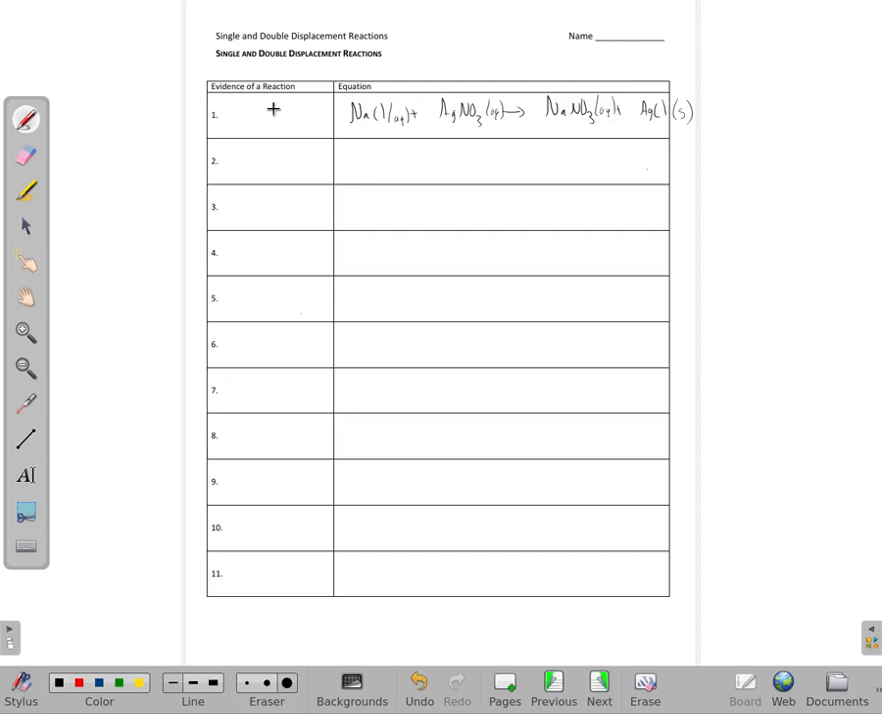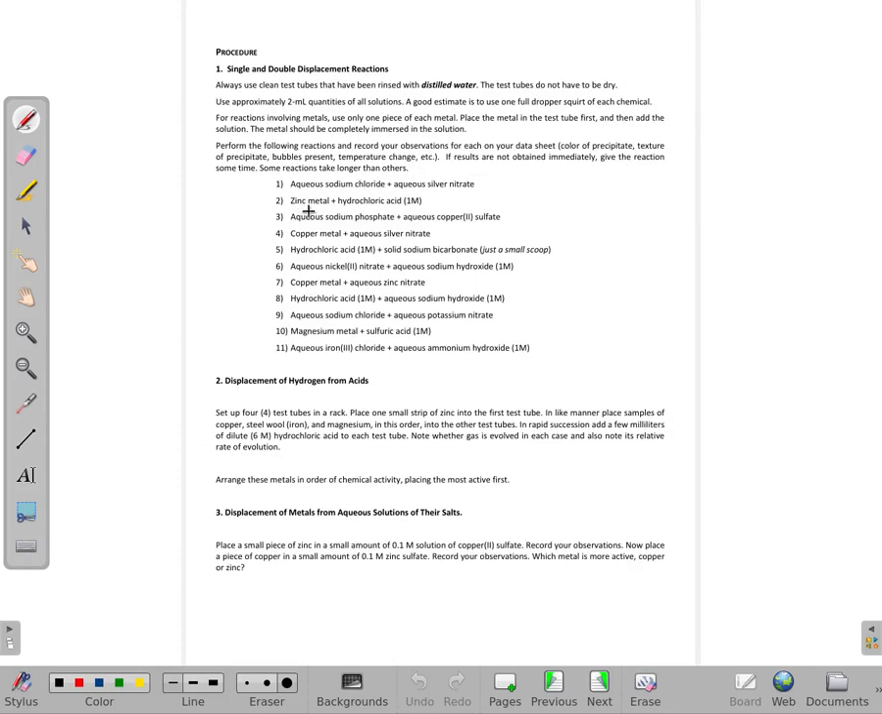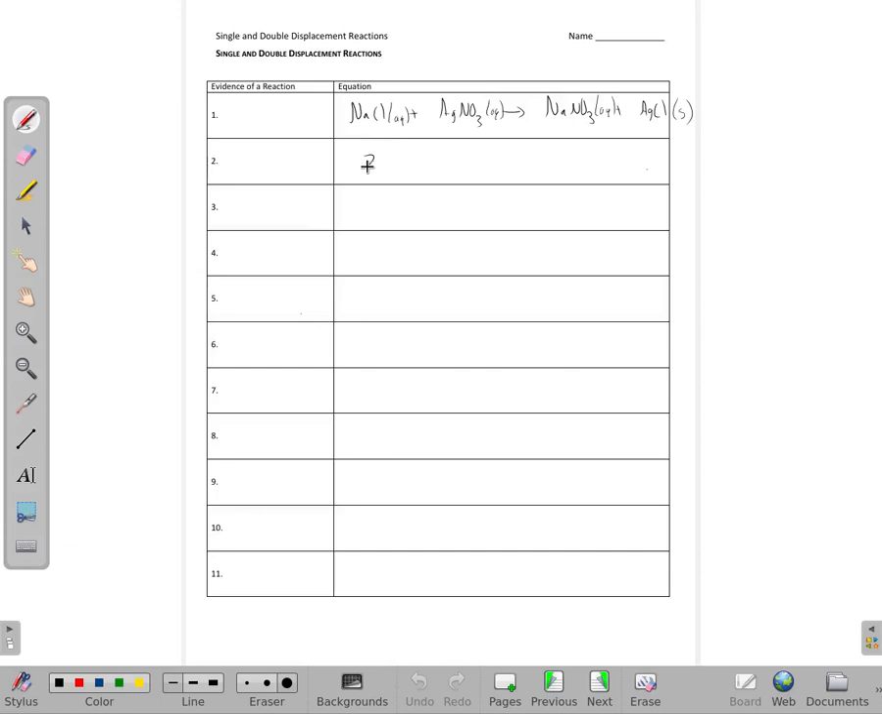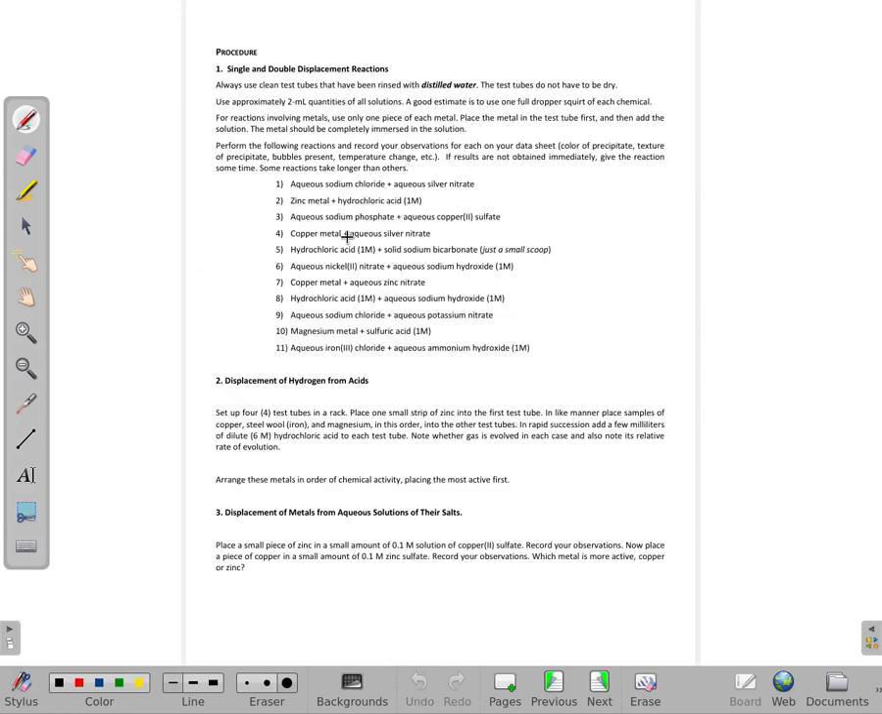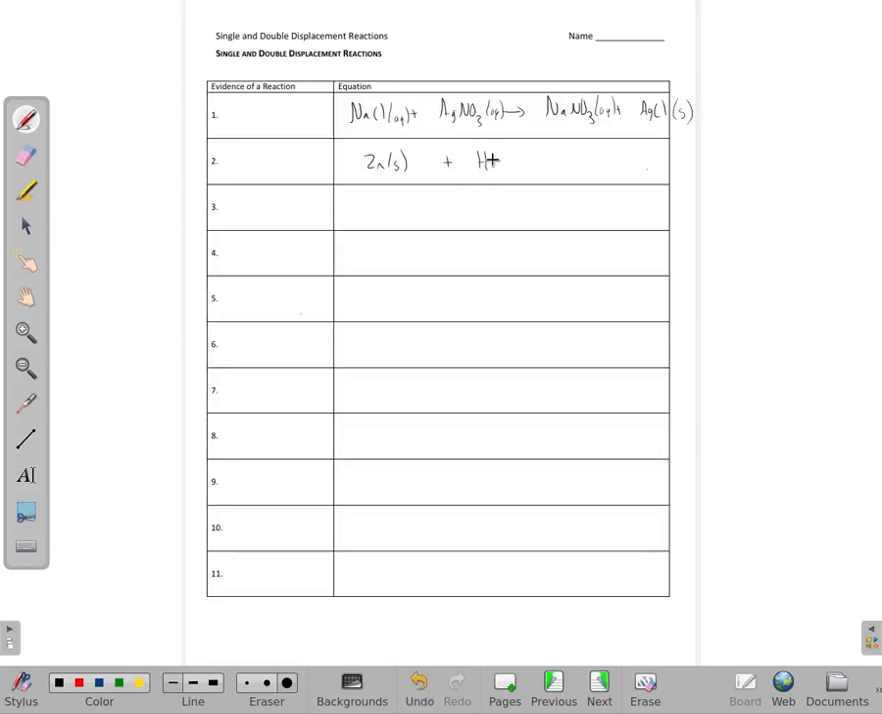All right, so that's equation 1, and that's all we want to do ahead of time is get that balanced equation. It makes a good practice. Make sure we understand our solubility rules. All right, so number 2, zinc metal and hydrochloric acid. Hydrochloric acid is HCl aqueous.